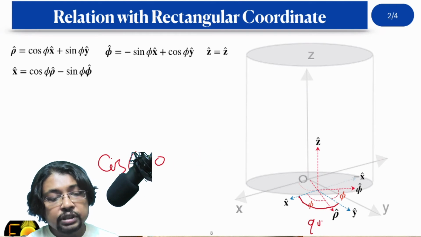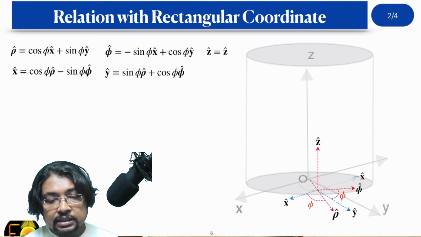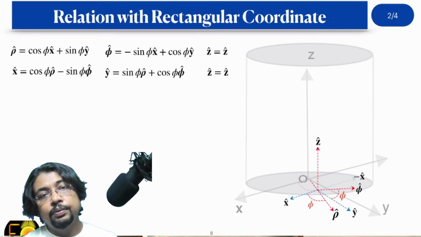So this is for the x-axis. Similarly, for the y-axis, the rho will be aligned with a sine phi and phi will be aligned with cos phi, and z cap will be equals to z cap. As simple as that.